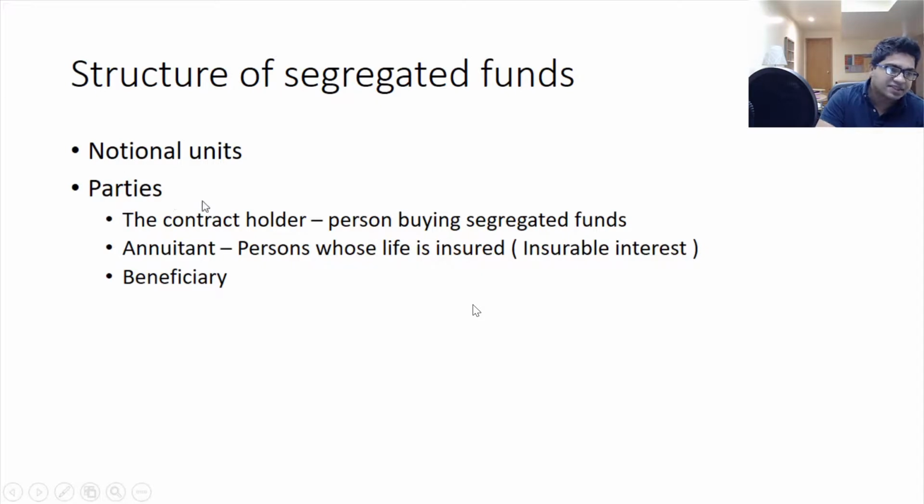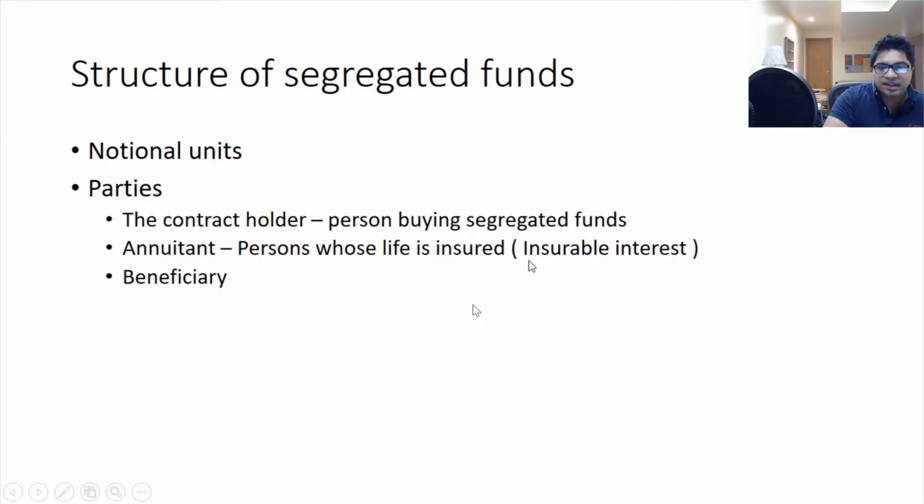Now, different parties are involved in segregated funds. There is a contract holder, the person who is responsible for buying the segregated fund. There is an annuitant, the person whose life is insured, and then there is a beneficiary, the person who gets the benefit out of this fund, who is named as a beneficiary. Now the contract holder and annuitant can be the same. So I can buy segregated funds in my own name, or I can buy segregated funds in my wife's name. In this case, the contract holder and the annuitant are different.